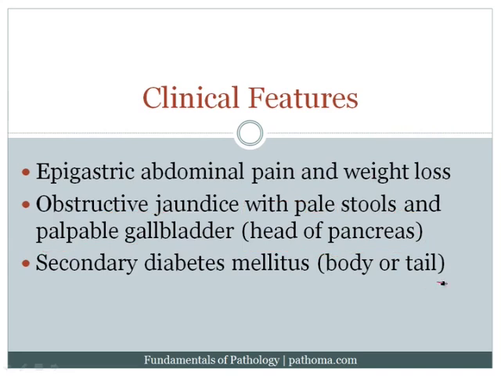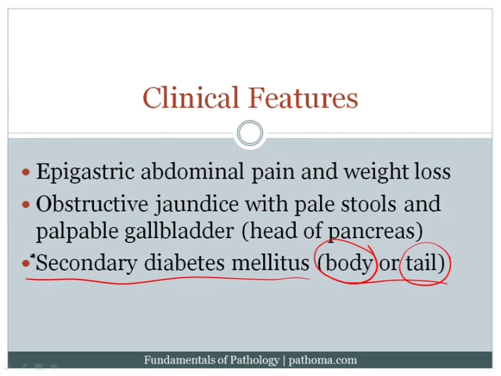If a tumor is present in the body or the tail, there's a possibility for that tumor to knock out the islet cells of the pancreas, which are predominantly present in the body or the tail. And so those patients can present with secondary diabetes mellitus. Now remember that pancreatic carcinoma is a disease of the elderly. And so if you have a thin elderly person that presents with diabetes, you should think about the fact that that's not the demographic for a normal diabetic patient.